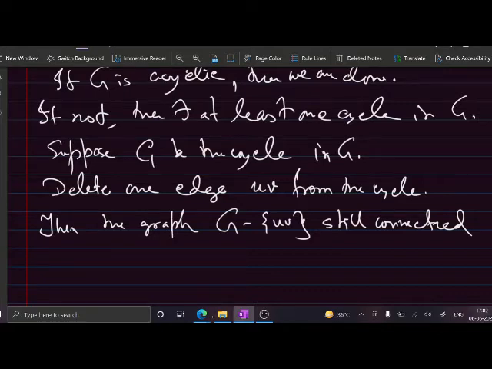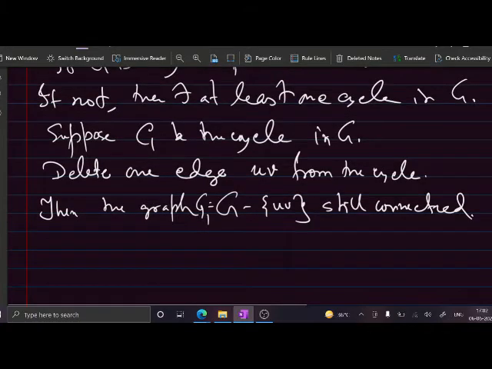So suppose you just denote it by G1. Now then what you will do? Now check whether G1 is acyclic or not. If it is acyclic, then you are done. If not, then there exists another cycle in G1, right? Then again you delete some edge from that cycle and you will get another connected graph.